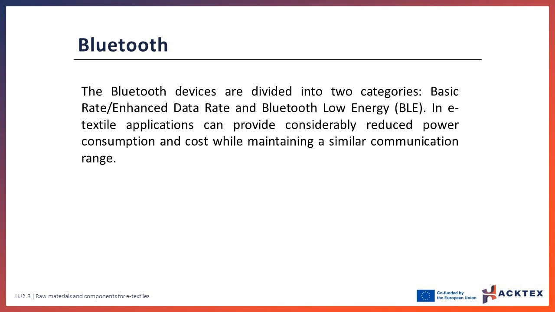The most commonly used technology in e-textile is Bluetooth. The latest version of Bluetooth is 5.0, which gives a max transmission speed of 48 megabits per second and a communication distance of about 300 meters. Bluetooth can be considered as the PAN level of communication. The Bluetooth devices are divided into two categories: basic rate or enhanced data rate, and Bluetooth low energy, BLE. In e-textile applications, BLE can provide considerably reduced power consumption and cost while maintaining a similar communication range.